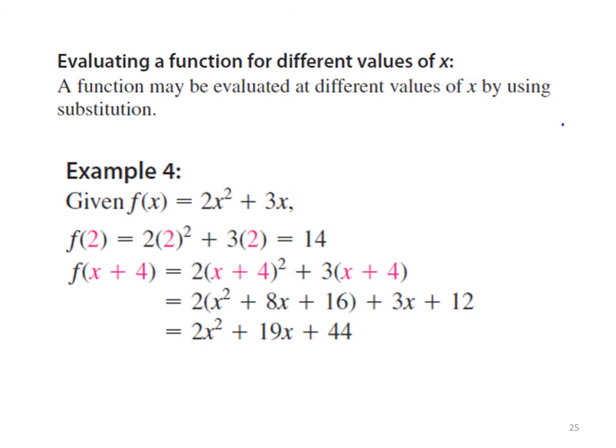But first, suppose you have a function. How do you evaluate a function for different values of x? We started with a function as a relation, so it's defined as a set of ordered pairs. But the other way to define a function is using a formula, like the one in example 4, f of x equals 2x squared plus 3x. This is a formula, and using the formula you can define a function.